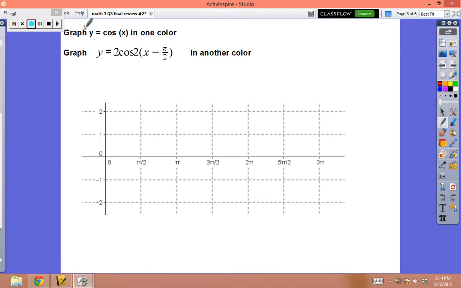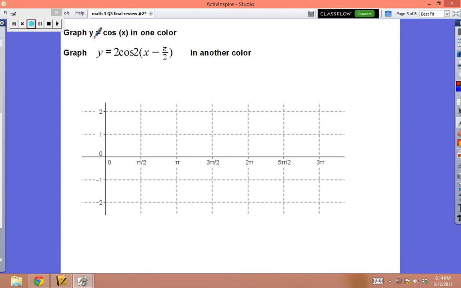Okay, now we're going to graph them. So let's graph the parent function. The parent function is just y equals cosine of x. So hopefully you got this in your notes. Starts off at 1, and it goes down to 0 at 90, and then a negative 1 at 180, then back to 0 at 270, then back to 1 at 360.